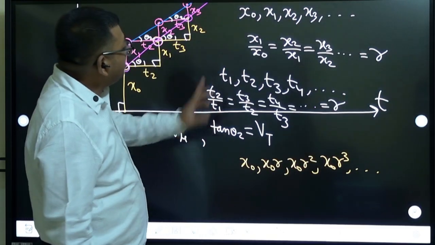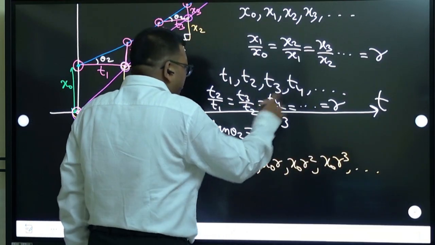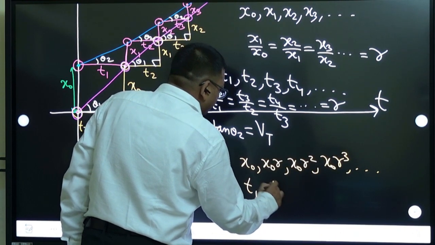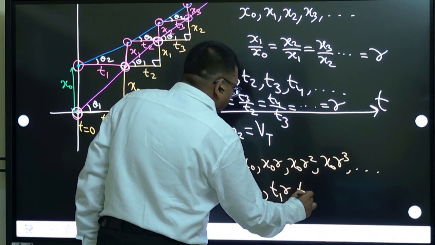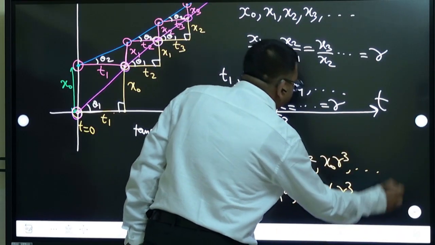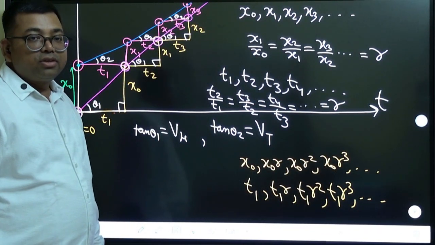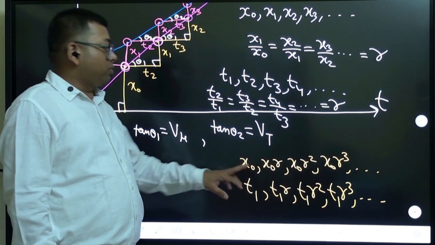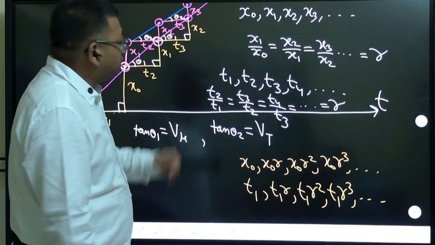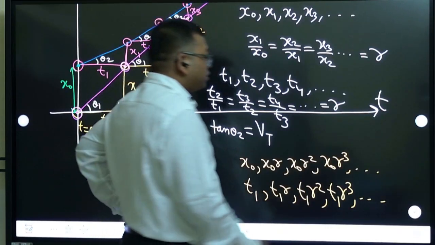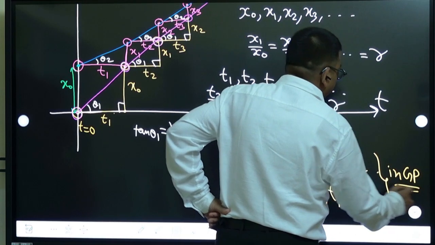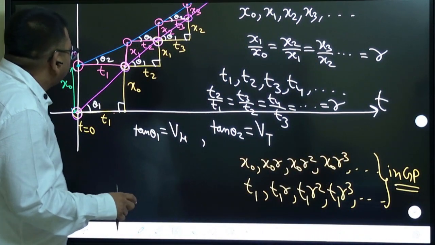And the same thing we will do for the time series. Let's say T1 is the first term, next will be T1 into r, then T1 into r square, then T1 into r cube. Like this it will form. So r is the ratio, that is called the common ratio in geometric progression. So both of these are in GP with the same common ratio. Now let us try to calculate that common ratio.